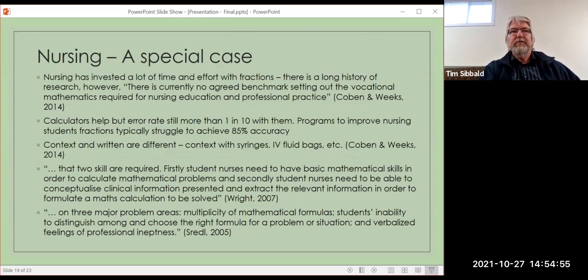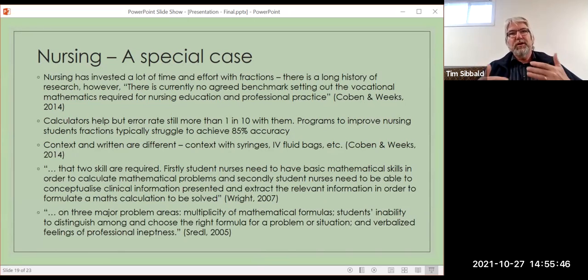Nursing is a very special case. In the interests of time, I will go a little faster here, but the essence of this is you can train nurses up to a high level of proficiency, and they revert back to what they were before you trained them. They run into issues with how to choose a strategy. Calculators help, but the error tolerance isn't achieved. So if something is going to have potentially life-threatening consequences, is 90% good enough? And of course it isn't.